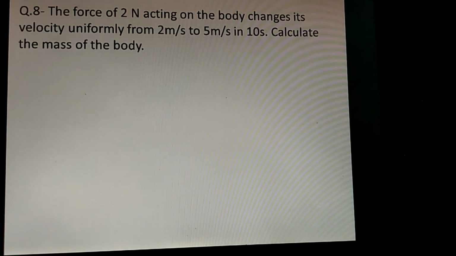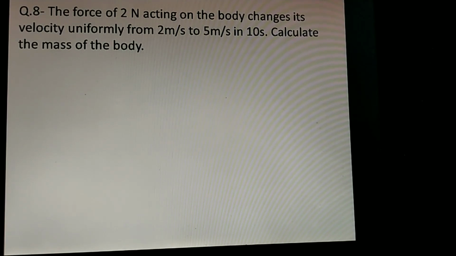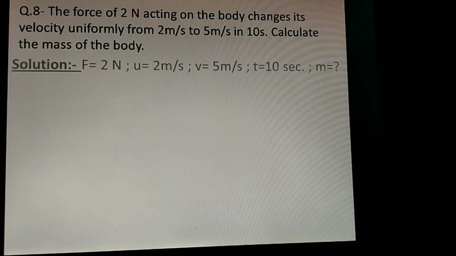Now the next question is, the force of 2 Newton acting on the body changes its velocity uniformly from 2 meter per second to 5 meter per second in 10 seconds. Means force of 2 Newton is acting on the body, and the velocity is changing from 2 meter per second to 5 meter per second, and in how much time? 10 seconds. Then calculate the mass of the body.